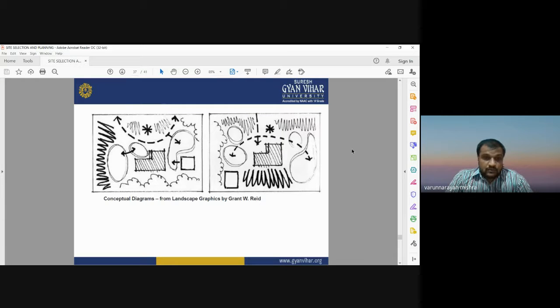So this is a conceptual diagram from Landscape Graphics by Grant W. Wade. This is the conceptual diagram. This is a simple sketch showing how and where you can construct a building, and in what way you can build it, with different trees and different open spaces, then streets and other kinds of gardens and green spaces.